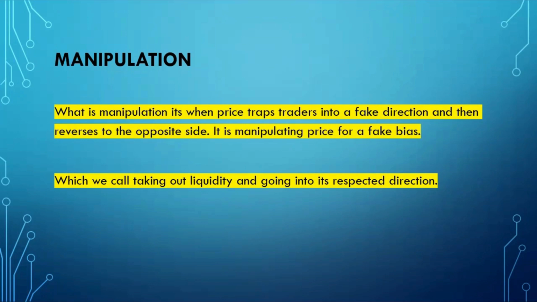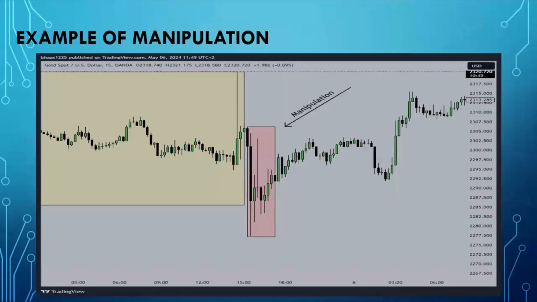And usually with high probability trades, you will see the manipulation coming back with a displacement, like it comes back immediately, and it comes back with volume. Now that's the way manipulation works, which we call taking out liquidity and going into its respective direction. Now that is basically a liquidity grab that happens of that accumulation high or low. Doesn't really matter which one first, but it will always grab liquidity before it moves. All right, that's manipulation.